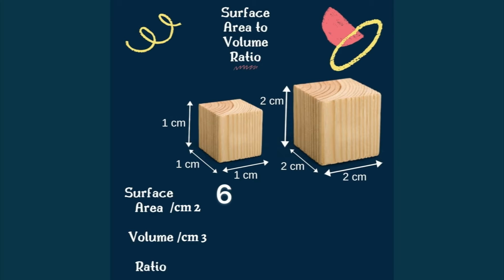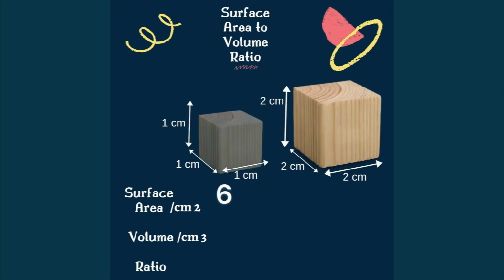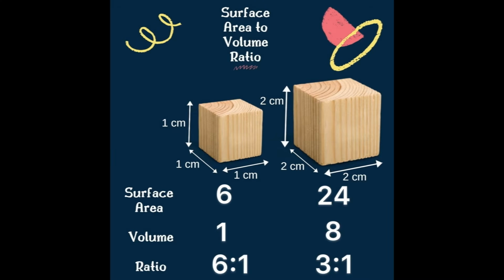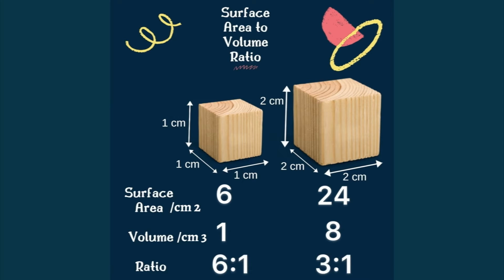The surface area of the first cube is 6 cm squared, whereas the surface area of the larger cube is 24 cm squared. The volume of the first cube is 1 cm cubed, whereas the volume of the second cube is 8 cm cubed. When we compare the surface area to volume as a ratio for the smaller cube, this gives us 6:1. For the larger cube, this gives us 24:8, which simplified is 3:1.